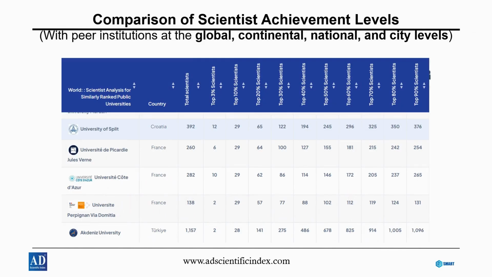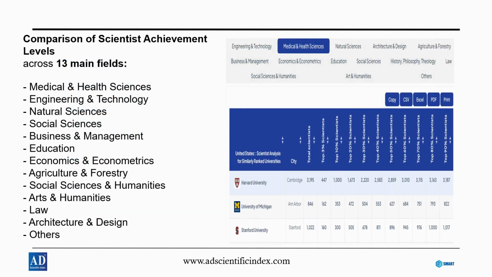The table highlights how universities rank based on the number of scientists in each performance percentile, from the top 1% through the top 90%. By examining total scientists and the distribution across these percentile groups, institutions gain a detailed understanding of their scientific strength relative to similarly ranked peers. This comparison helps identify excellence, evaluate competitiveness, and guide strategic decisions based on researcher performance.